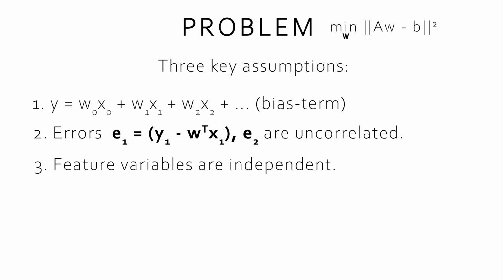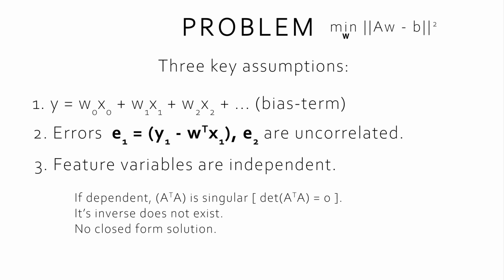If the feature variables are dependent on each other, then the matrix A transpose A is singular and its inverse does not exist. In such a case, the closed form solution won't exist. The proof of this statement is beyond the scope of this video.